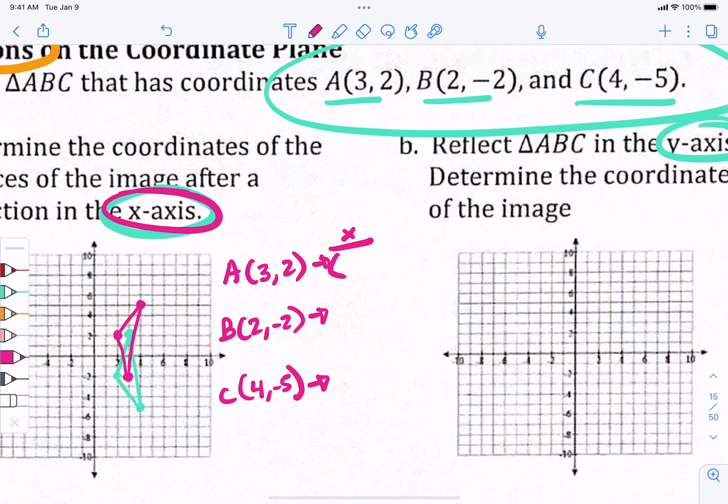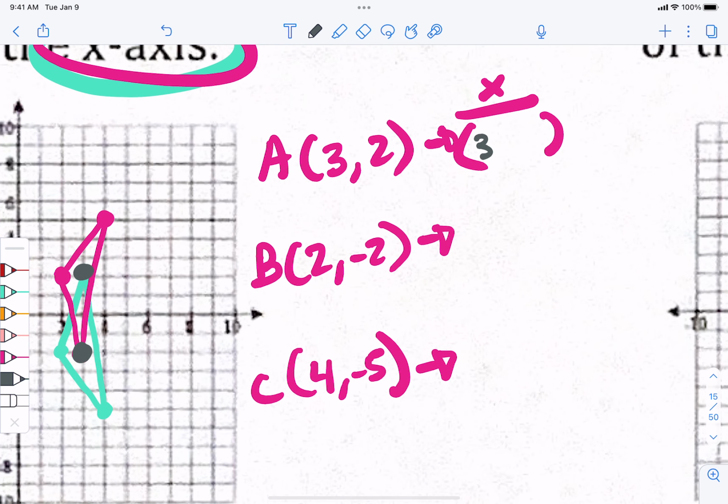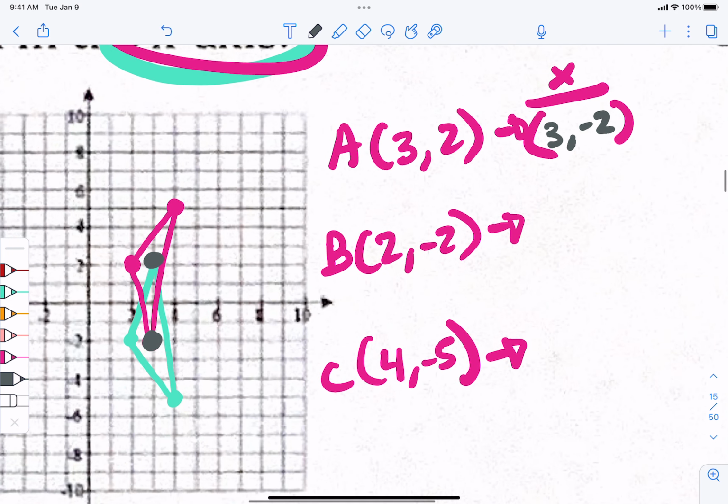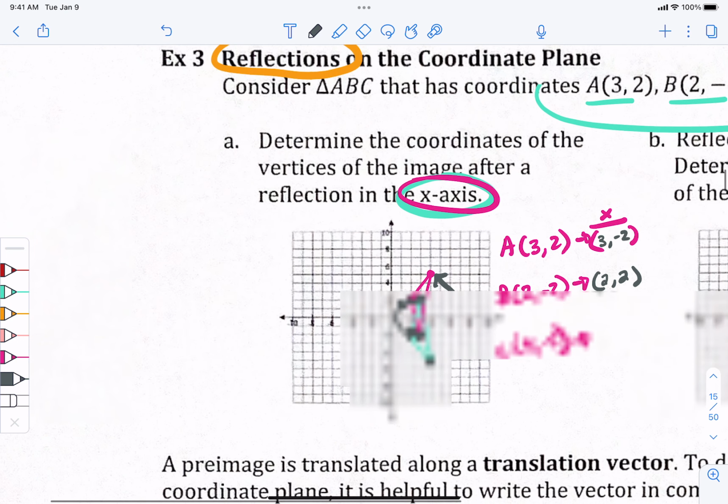Okay? So if I flip them over the x-axis, this 3, 2, which was this dot right here, moved down here. Do you see where my black dot is? So 3, 2 moved to 3, -2, okay? Now 2, -2, which is this dot, became 2, +2, right? He switched from 2, -2 to 2, +2. This dot right here is 4, -5. He is switching to be 4, +5.